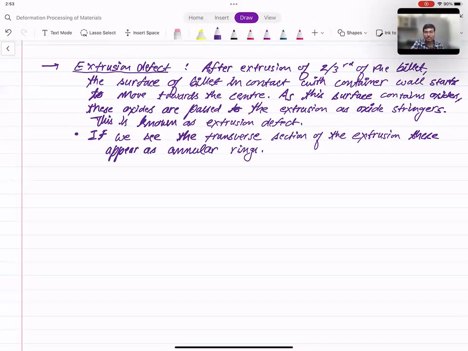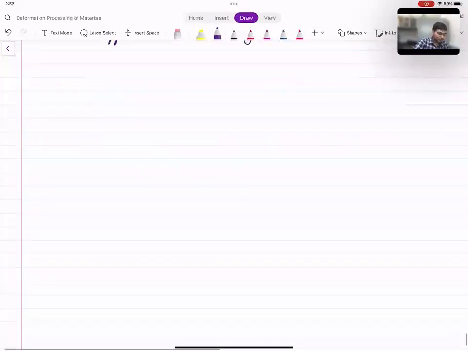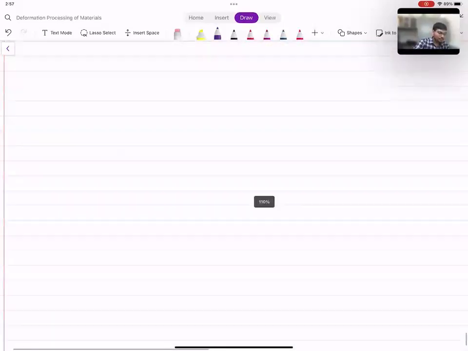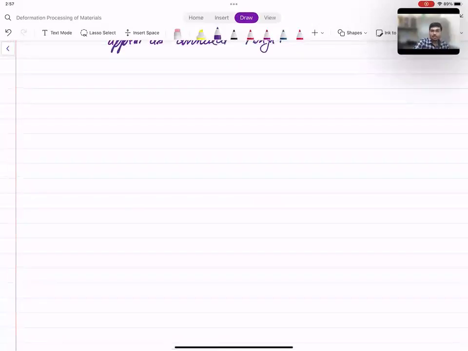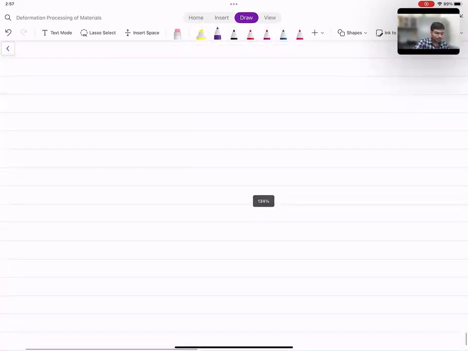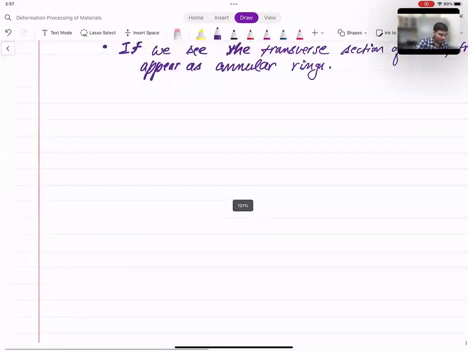So with this, we have come to the end of this extrusion metal forming process. I hope this has given you an overall idea or overview of the extrusion process. Now let us begin the next metal forming process. We will now discuss the deep drawing process or cup drawing process, which is a kind of sheet metal forming process.